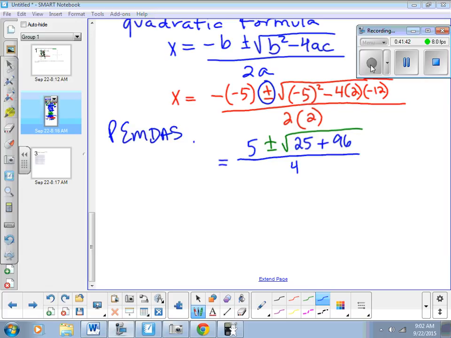Can't add the 5 with anything or subtract it yet. You need to take care of the radical. Okay? So that's 5 plus or minus the square root of, what's 96 and 25, guys? 121? Yes? Okay, I like that number. 121 is a nice number, yes? It's a perfect square, isn't it?